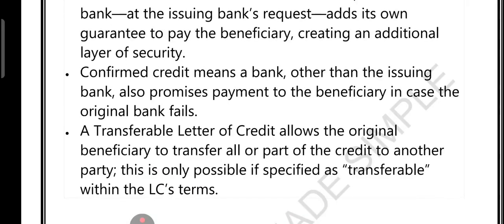Then we have the transferable LC. It allows the original seller, who is the beneficiary, to transfer part or the full value of the LC to another seller. That is why it is called transferable. Right. So these are the different kinds of LC we have.